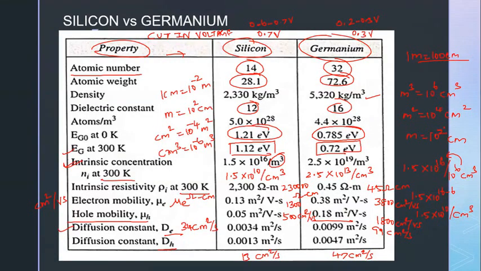The temperature range of operation for silicon will be minus 60 degrees Celsius to plus 175 degrees Celsius. For germanium it will be minus 60 degrees Celsius to plus 75 degrees Celsius. So we can operate silicon at higher temperature compared to germanium. We have discussed the comparison table of silicon and germanium, and based on this comparison table we will see some questions.